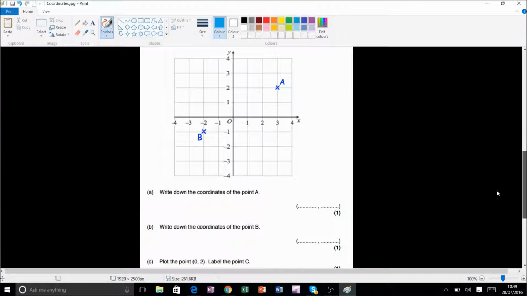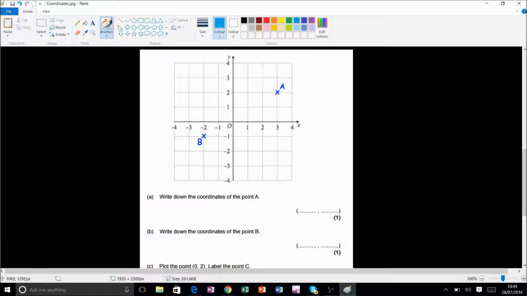Now let's look at an example of what we might get in a question. Here we've got our graph. It says write down the coordinates of A. A goes across by 3 and up to 2. Now it says write down the coordinates of B. B goes across to -2 and down to -1.